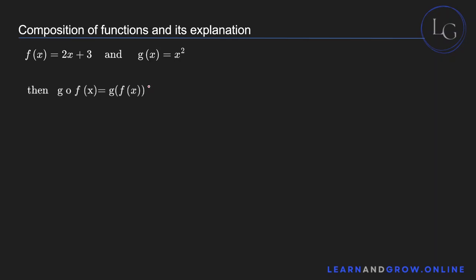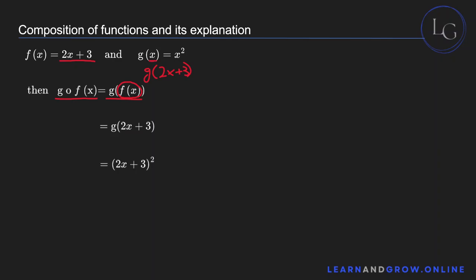As I told you before, (g of f)(x) is equal to g of f of x, which means that in this, f of x can be replaced with 2x plus 3. So (g of f)(x) basically means g of f of x. So that means that this x is replaced with whatever f of x is, and that is 2x plus 3. So that just basically means g of 2x plus 3, right?